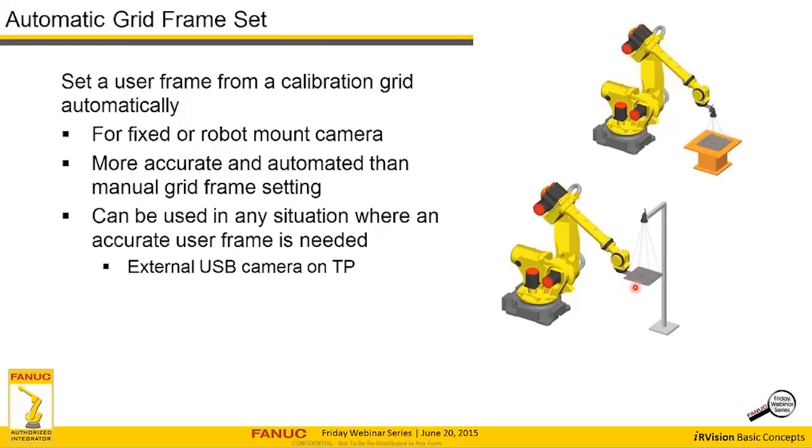If we use a fixed-mounted camera, the U-frame that will be returned is a tool frame. If we use a robot-mounted camera, the frame being returned is a user frame. As I said, it's more accurate and automated, and it can be used in any situation, not just iRVision. In fact, you can even use an external USB camera on the teach pendant that's available from us here at FANUC to do automated grid frame set if you're not doing it in conjunction with iRVision.